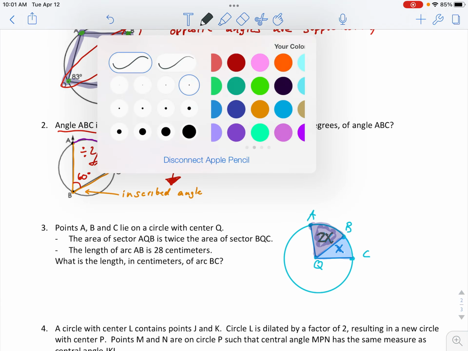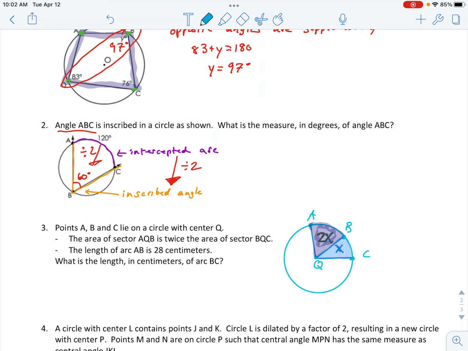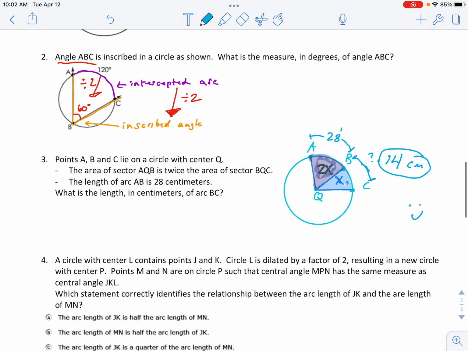All right. So next, if the length of arc AB is 28, what's this arc down here between B and C? Well, notice how we go from X to 2X. So question mark to 28. That means it's just 14 centimeters. That's it. So very hard problem unless you draw it out, then it becomes crystal clear.